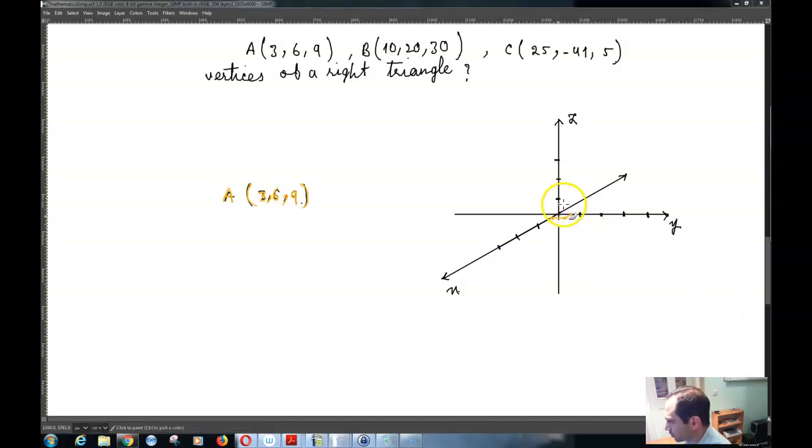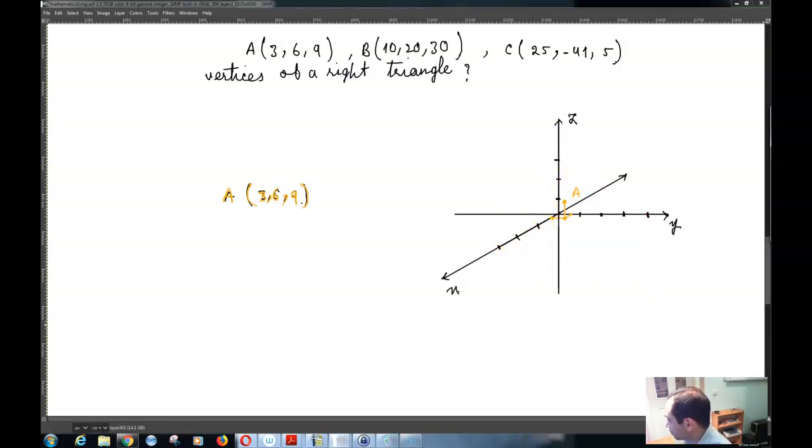3, 6 on the xy plane. So this point over here would be 3, 6. Now you need to go 9 units up for the z coordinate of that point. So you go all the way up here, and then 9 units would be basically, if this is, for example, 10 units, then 9 units would be somewhere over here, but the point would be here. This point would be point A, basically.